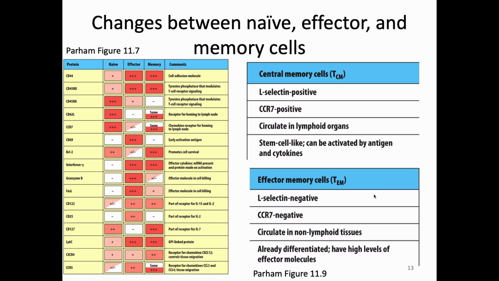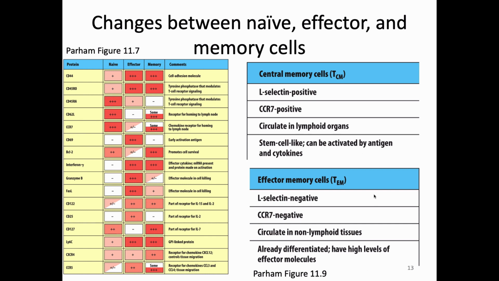One other thing that they'll have a lot of is CD127. CD127 is part of the receptor for IL-7. And IL-7 is a really good cytokine that makes cells survive and live. And so these guys are going to soak up all the surviving cytokine so that they can survive for a long time.